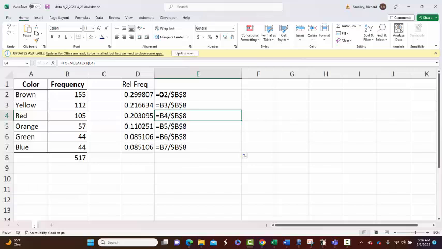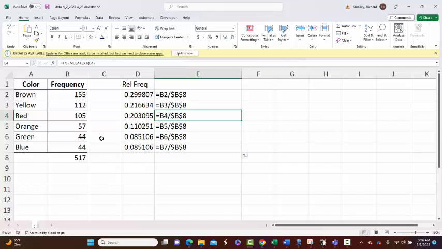So you see, when you copy a formula, the dollar signs are like locking something in position. I wanted all these cells to change. I wanted them to go to 2, 3, 4, 5, 6, 7. But I wanted the denominator to be that 517 every time. You know what? Once you got the total, you could have just put 517 in there. But that's also fine. It'll just stay 517.